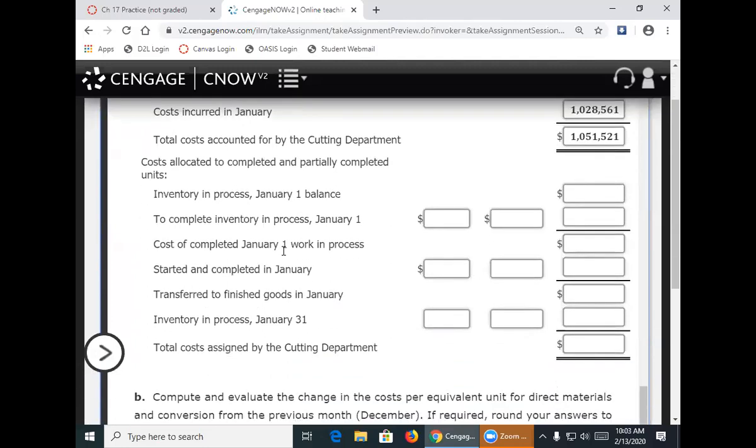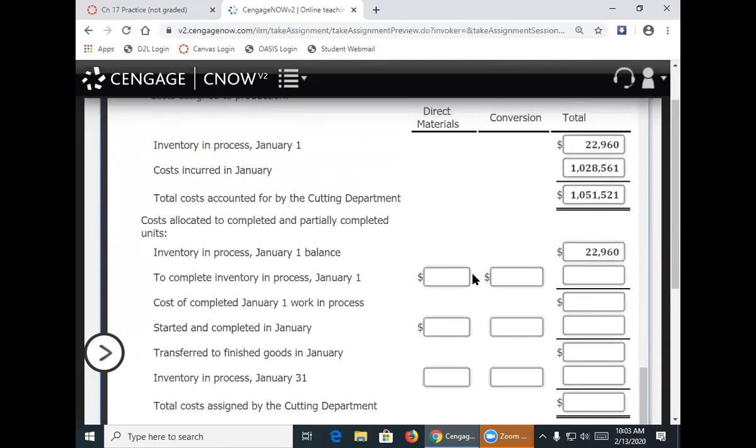So that's our last step to calculate or allocate the costs for completed and partially completed units. Okay. So inventory in process, the January 1 balance is again just your $22,960. We're just carrying that cost down, $22,960. So that was my cost balance for work in process. To complete my work in process, that's when I go back to my equivalent units.